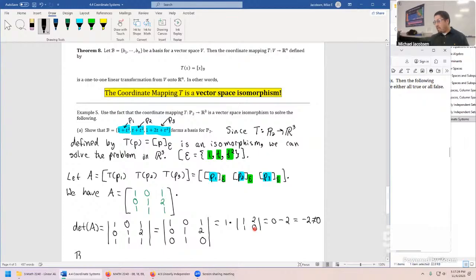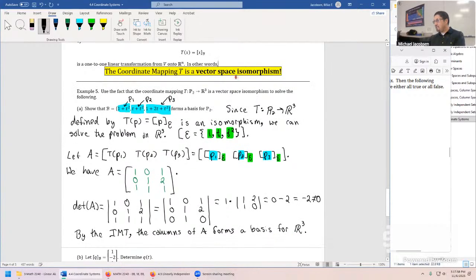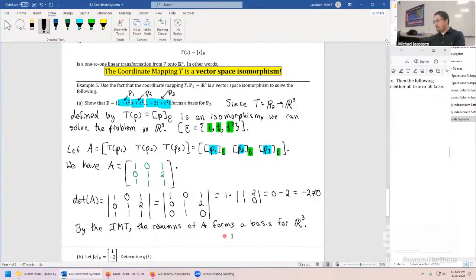We can say here, by the invertible matrix theorem, the columns of A form a basis for R3. But that's not our ultimate conclusion. The last conclusion we want to state, and I'm almost out of space, let me see if I can compact this a little bit. The last conclusion we want to say is we have a basis for R3, and we got to R3 through an isomorphism. The original set B right here is now a basis for P2.